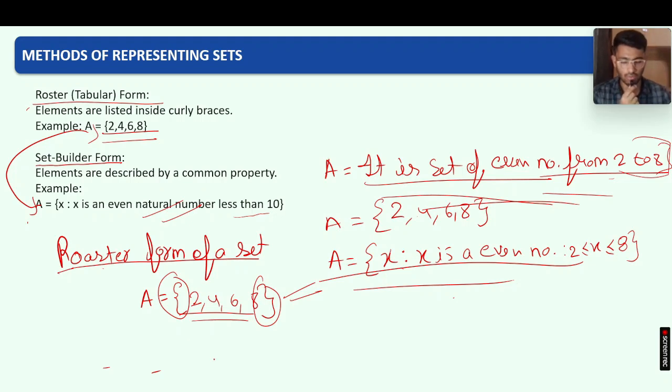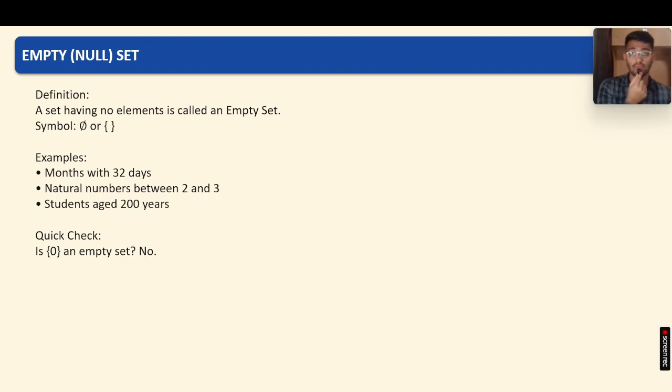Now we will go further and understand some specific sets. Specific sets means they have some special property. One of them is the empty set, which is also called the null set. So what is the definition of the null set and empty set? It is a definition.